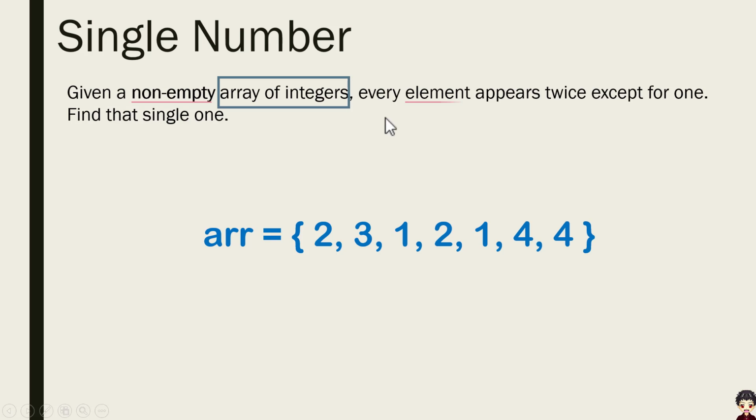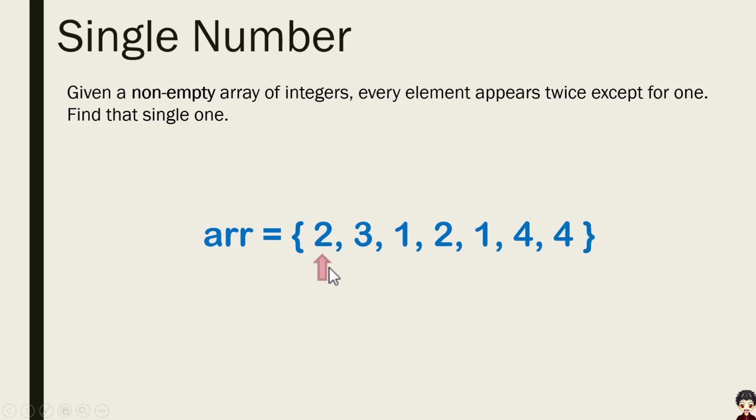And it says here that every element appears twice. So if we look at this one, we have 2, 2 here, 1 and 1, 4 and 4. So as you can see there, except for 1. So which one has no pair? So we have 3 here. So we need to find a single one.